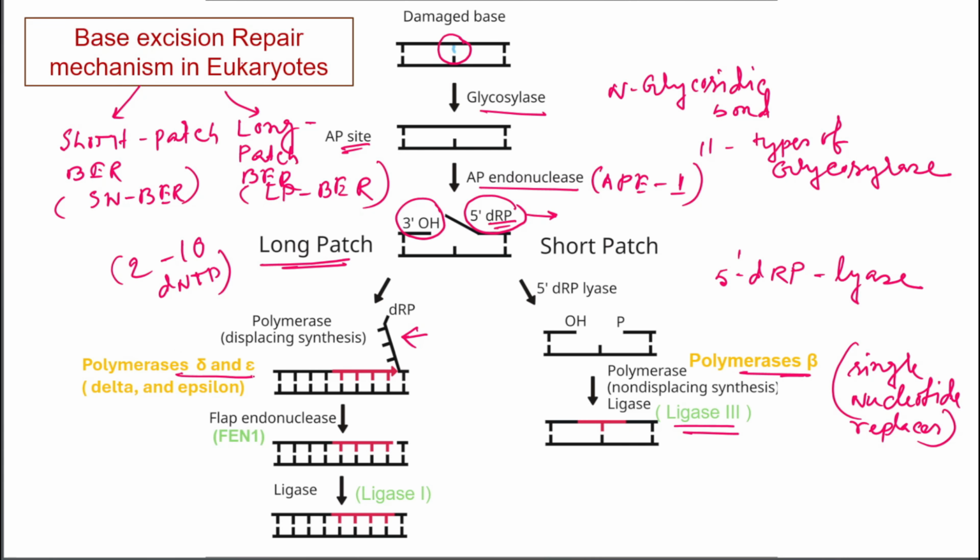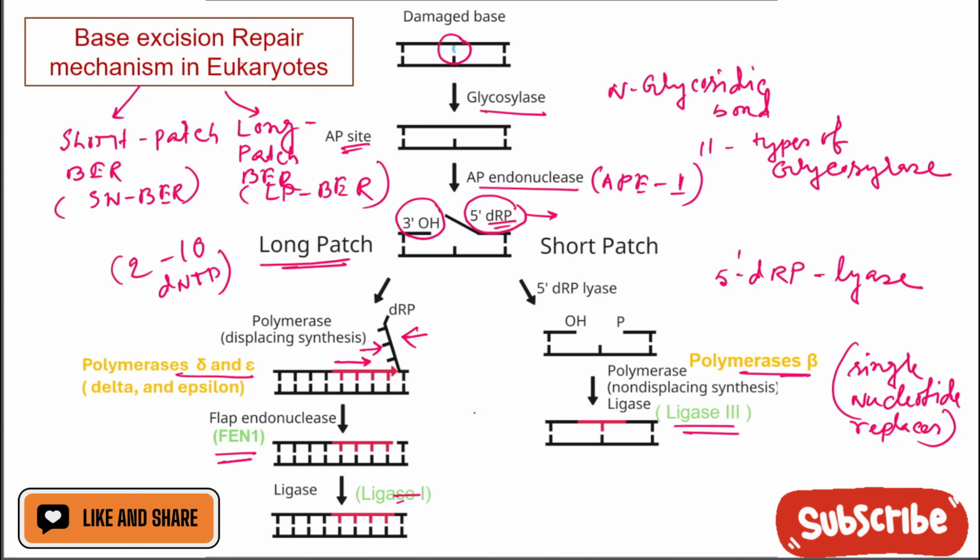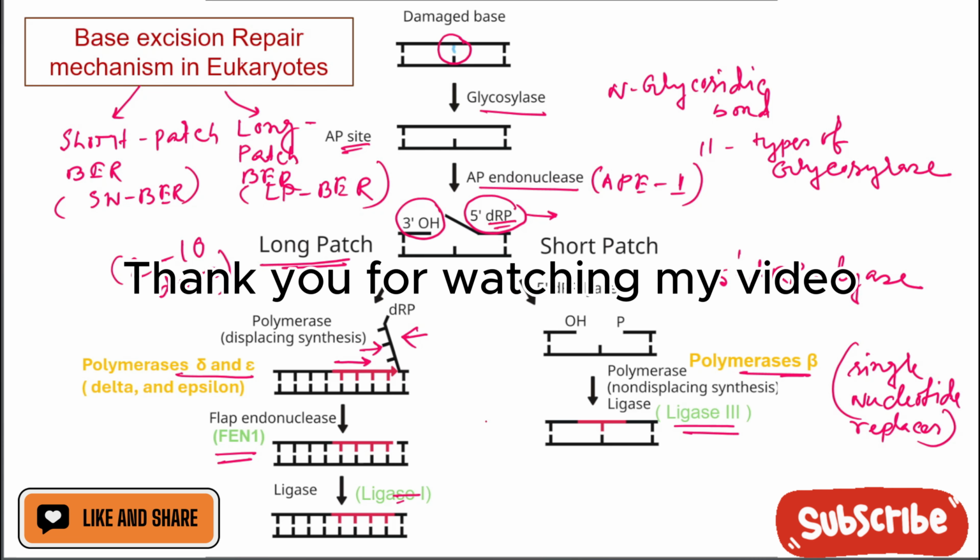polymerase delta and epsilon, which displace the downstream DNA strand, that is the old strand. This is the old strand forming a flap, and they add 2 to 10 new nucleotides. The flap, containing the damaged DNA, is then cleaved by the FEN1 flap endonuclease. Lastly, DNA ligase 1 seals the remaining nick in the DNA backbone. So BER is the cell's precision tool for fixing small DNA lesions, ensuring genetic stability and preventing harmful mutation.